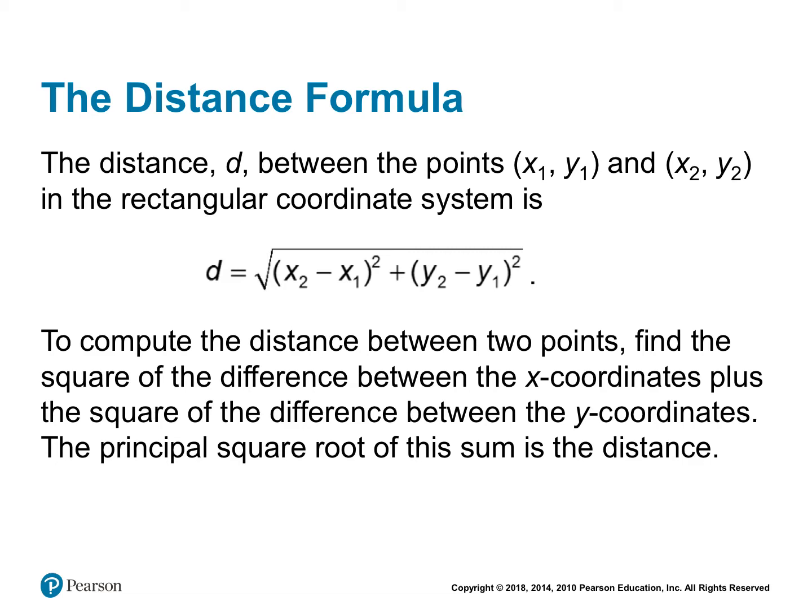Here's the distance formula you're going to need to know. The distance d between the points, we'll have one set of coordinates, we'll call that the first x and the first y. And then the second set of coordinates will be our second x and our second y. So that's why we have 1s and 2s, just so we know the difference between our first set of points and our second set of points.